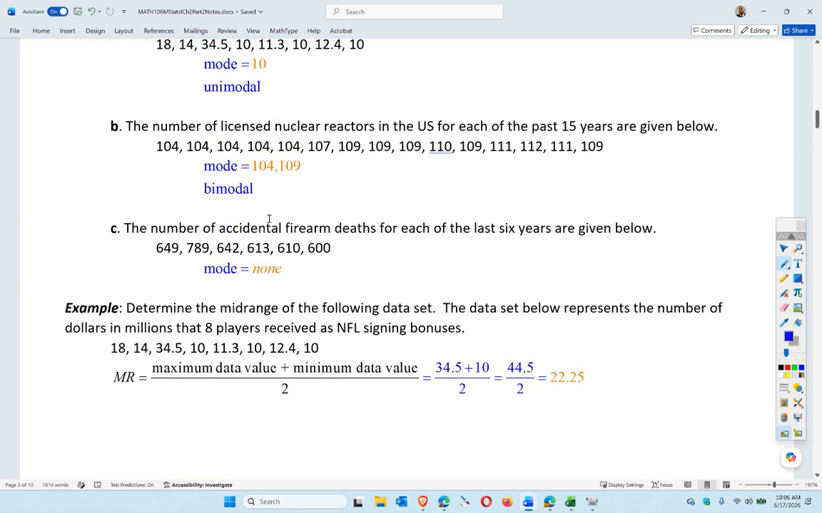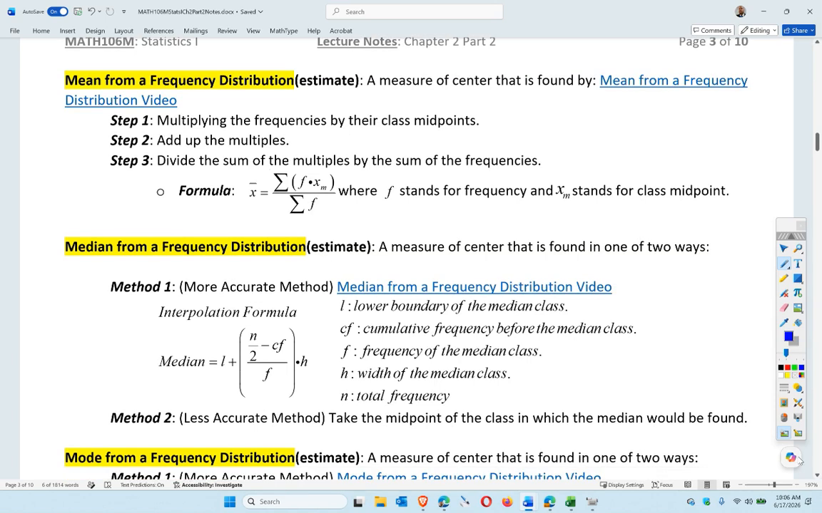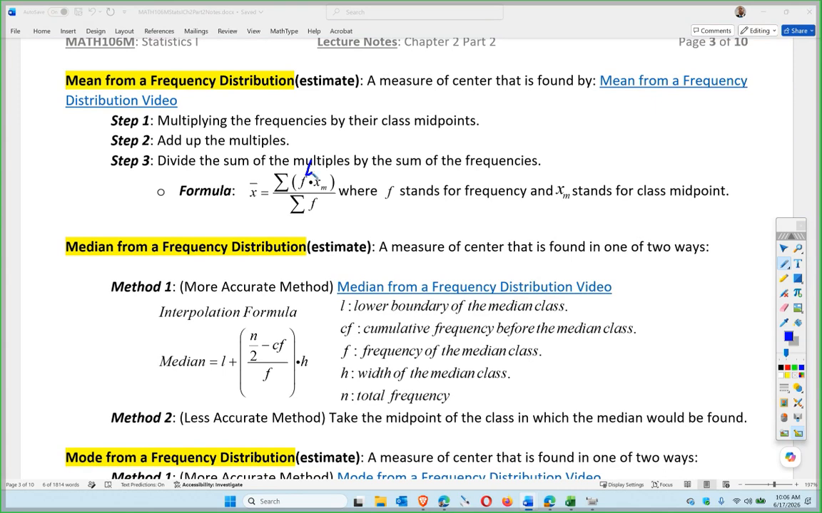So again, if you don't have the original data, because if you do, you just do what we did before, just calculate and you get the exact answers. These are all estimates essentially. So you want to find the frequency and the midpoints of your table and then divide it by the frequencies. That'll give you an estimated mean.